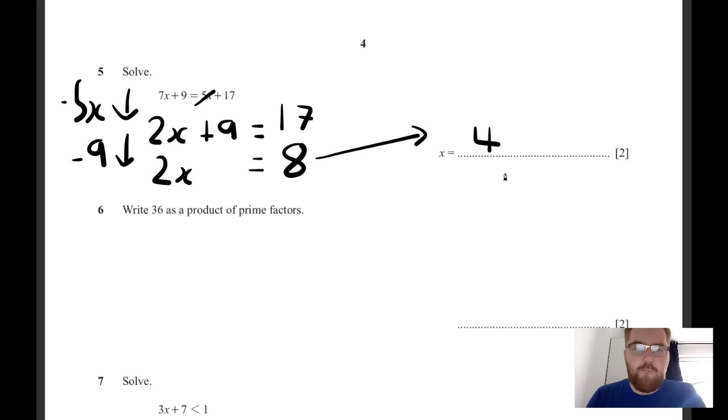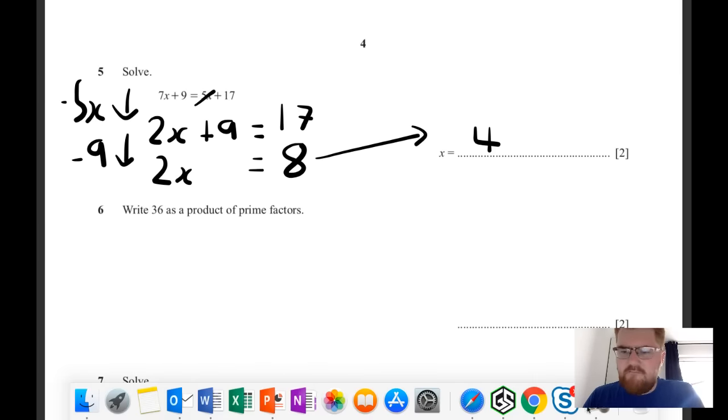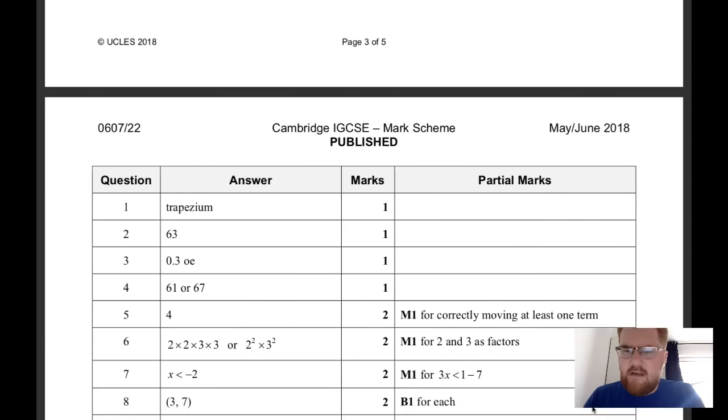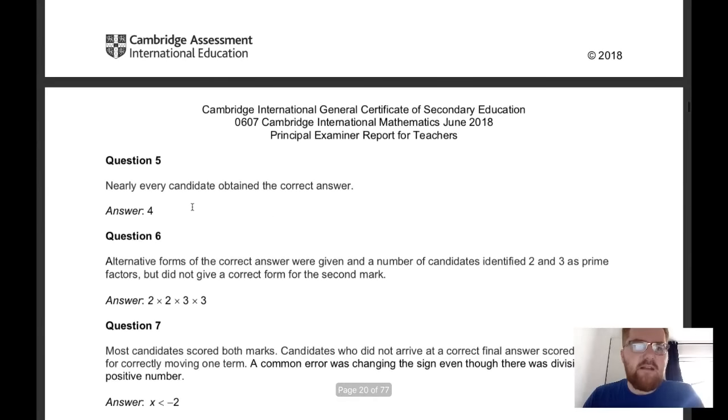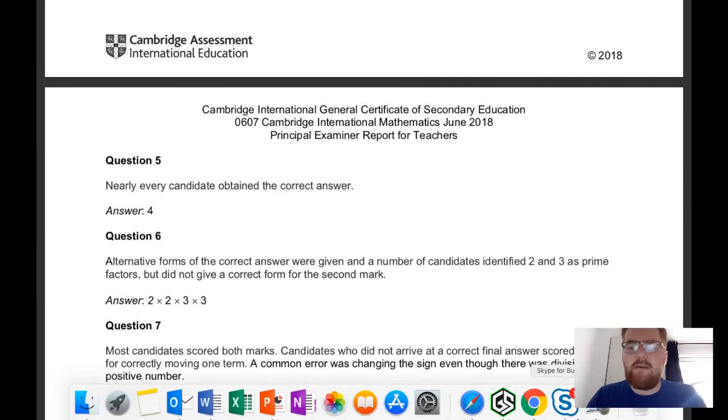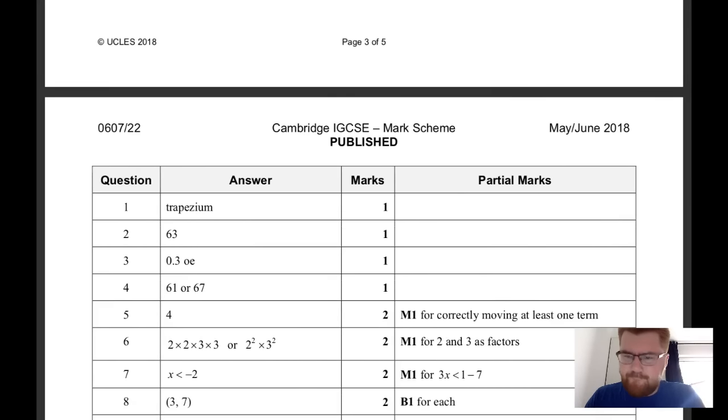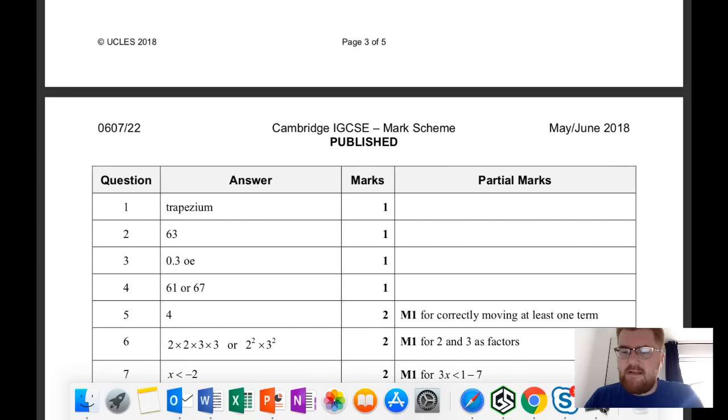X equals 4. Okay, nothing much really to talk about in the examiner's report. Question 5, nearly every candidate obtained the correct answer. So not a very good discriminator in this case. Okay, let's keep moving on.